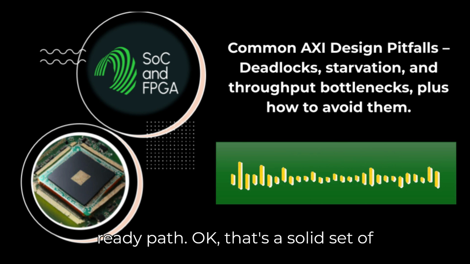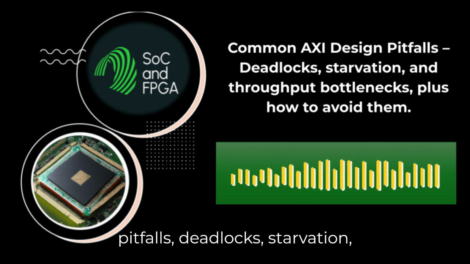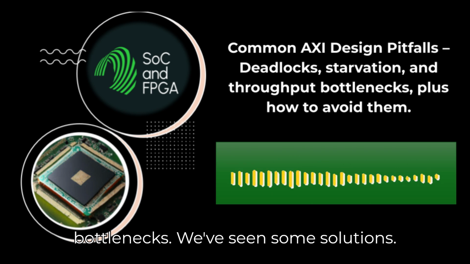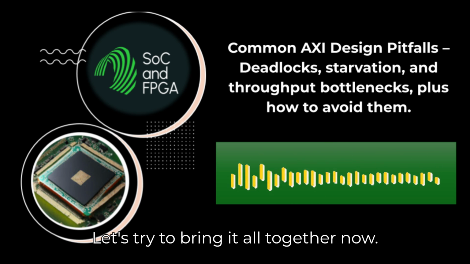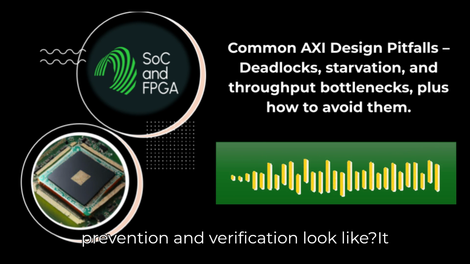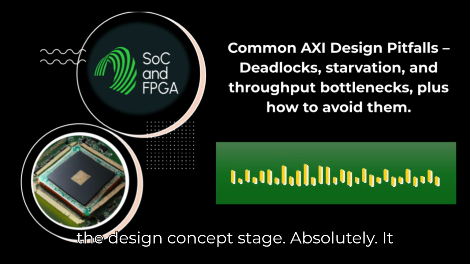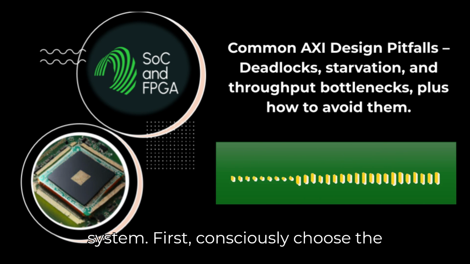Okay, that's a solid set of performance tips. So we've seen the pitfalls: deadlocks, starvation, bottlenecks. We've seen some solutions. Let's try to bring it all together now. What does a comprehensive approach to prevention and verification look like? It feels like it has to start way back at the design concept stage. Absolutely. It starts right when you're architecting the system.